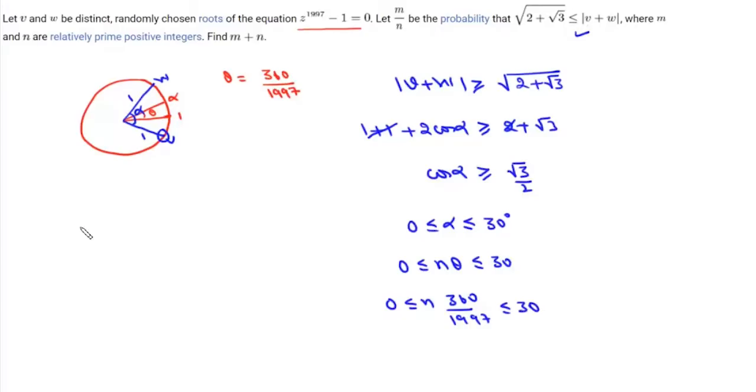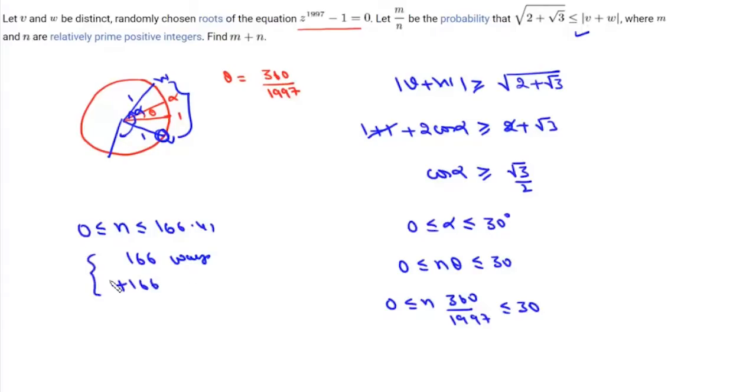Now we simplify this, and we'll get the value of n between 0 and 166.41. Now we cannot take 0 because then it will be the same root, and n has to be an integer. So we can choose this other root in 166 ways for this to be true. Now this angle can be either clockwise or anti-clockwise. So we have 166 other roots in the other direction.